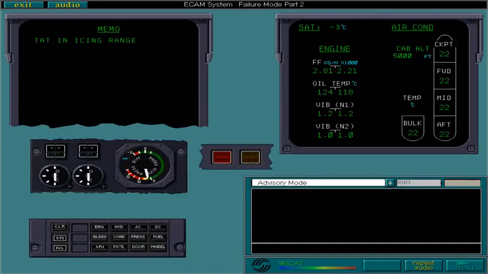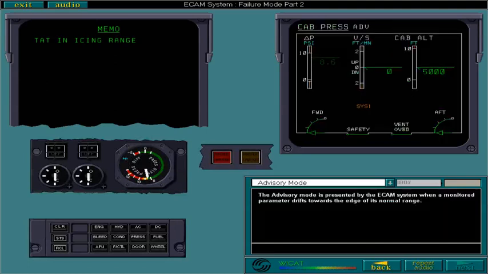The advisory mode is presented by the ECAM system when a monitored parameter drifts towards the edge of its normal range. The advisory mode has been triggered because the cabin differential pressure is approaching its upper limit. There is no warning triggered yet, but the cabin pressure page has been automatically called so that you can monitor the situation.